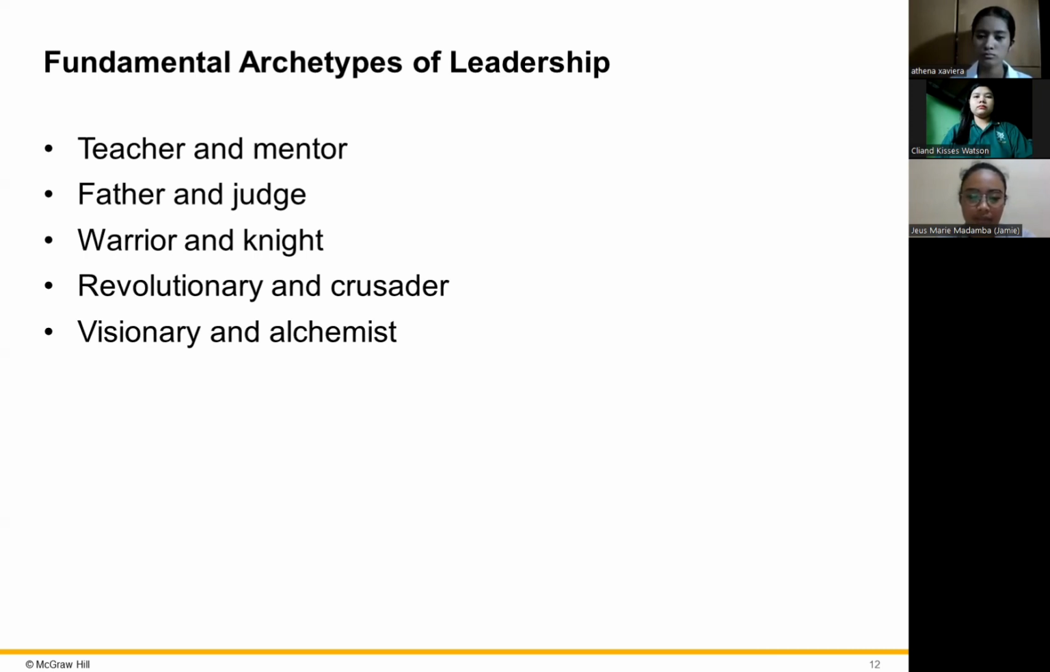These are people who have a military rank or are experienced in warfare. Fourth, the revolutionary and crusader, meaning people who campaign for political, social, or religious change. And last but not the least, the visionary and alchemist, or the people who typically plan the future with their imagination and wisdom.